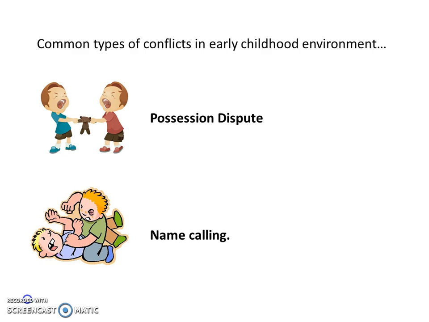These are common types of conflicts in an early childhood environment, again, in programs serving children birth through grade 3. Possession disputes. Sometimes there's that one favorite toy that there's just not enough of and children fight over it. Name calling. Sometimes children don't quite have the language skills or the ability to think of other things to say, and they retaliate to certain disputes with name calling.